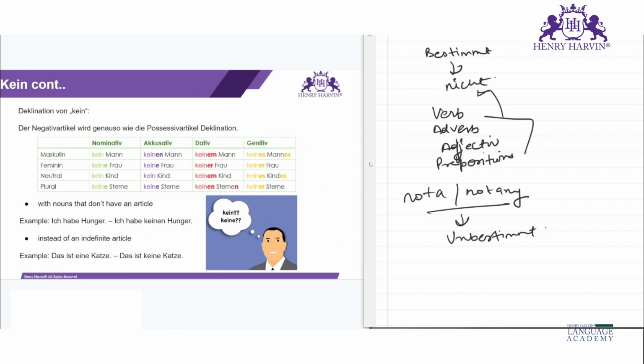So here comes one thing: kein changes as per the gender, because it follows the unbestimmt article, and the unbestimmt article changes as per gender. The same way kein also changes. For masculine it is kein, for feminine keine, for neuter kein, and for plural keine. And it changes as per the different cases. As of now, we'll just take a look at the nominative case. Ich habe Hunger. Ich habe keinen Hunger. Instead of an indefinite article: Das ist eine Katze. Das ist keine Katze. Because Katze is feminine, eine changes to keine.